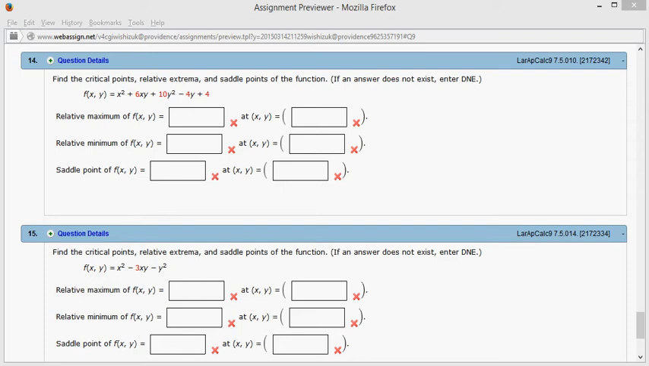Alright, let's look at homework 7.4, 7.5, problem number 14. Let's try to find the critical points and see if they give us a relative max, a relative min, or a saddle point. Alright, so let's do that.